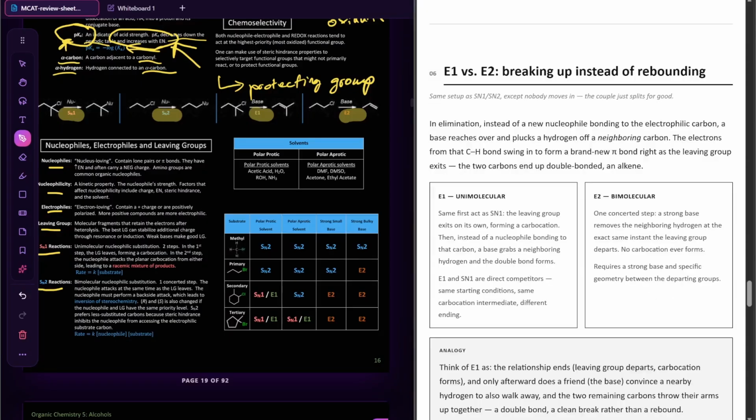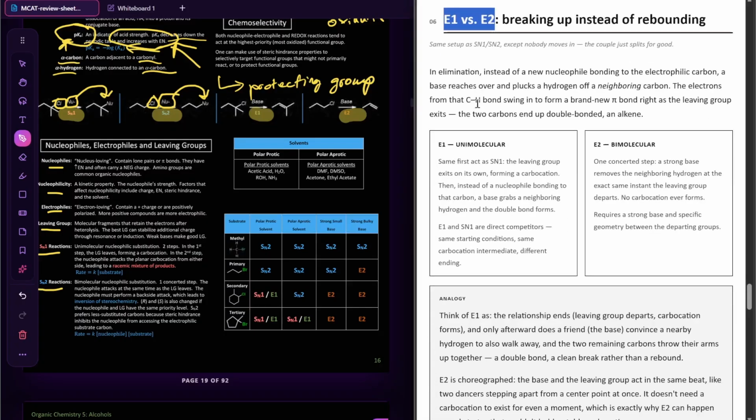Okay, awesome. So as you can see from the simplified diagrams here, the leaving group is leaving, and the nucleophile is being substituted into the molecule. That's SN1 and SN2. Okay. For E1 and E2, you have elimination.